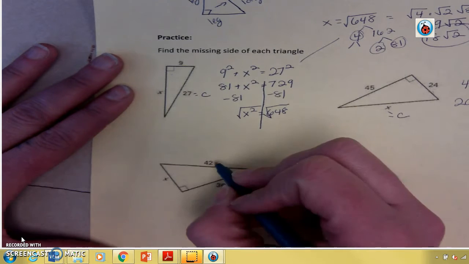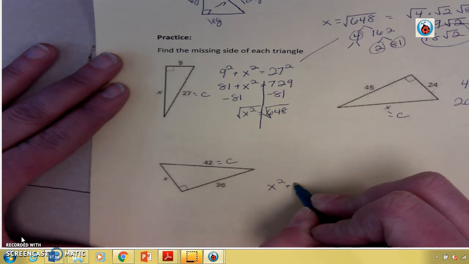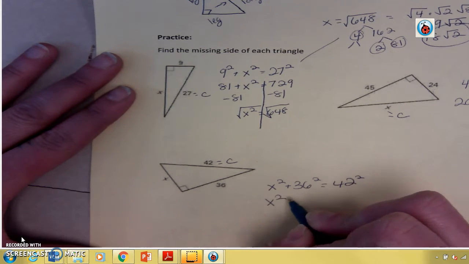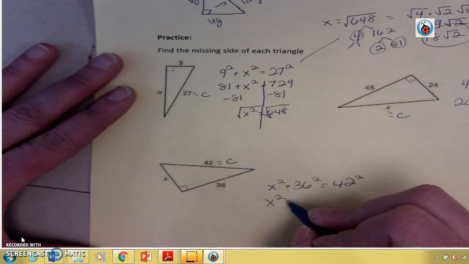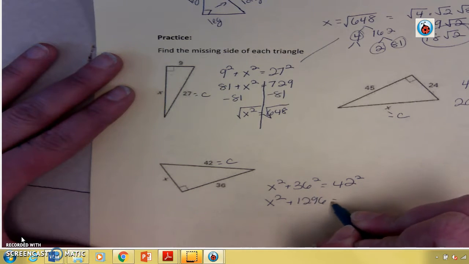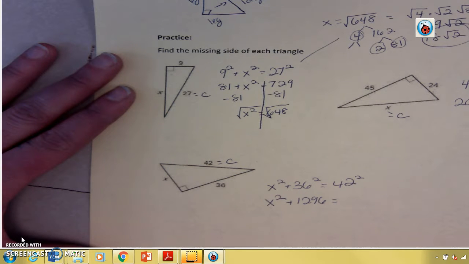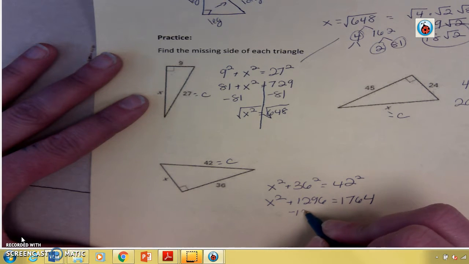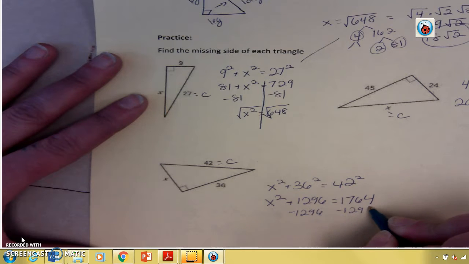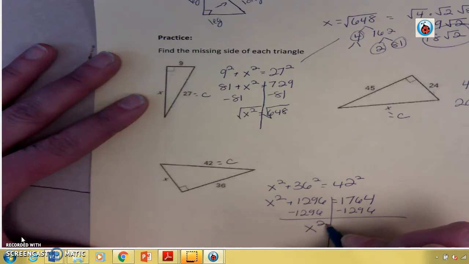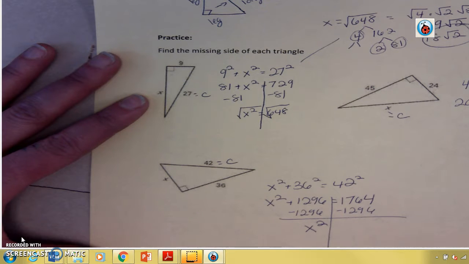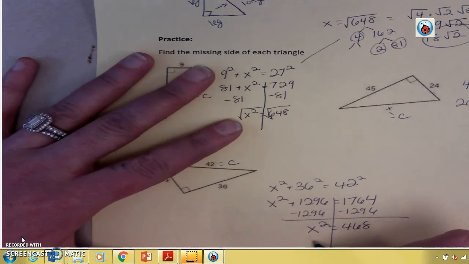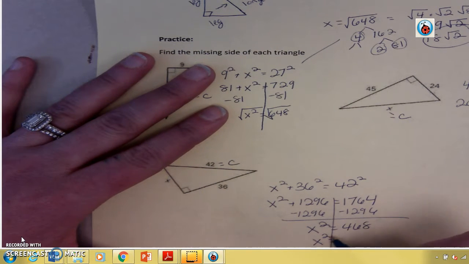All right, last one down under. Start by identifying my C. This must be C, so I have x squared plus 36 squared equals 42 squared. I'm going to square both of those numbers, so 36 squared is 1,296, and 42 squared is 1,764. I have my subtract problem. Take away 1,296 from both sides. And I get x squared equals 468.